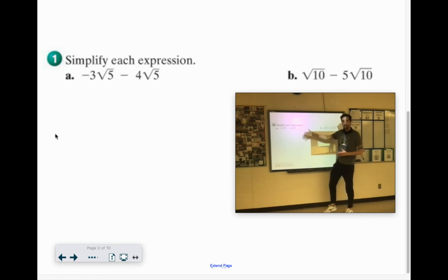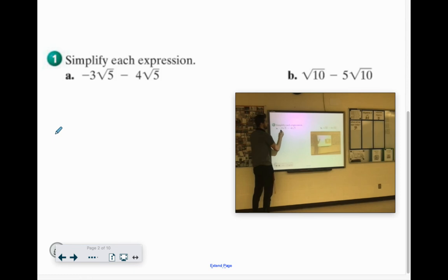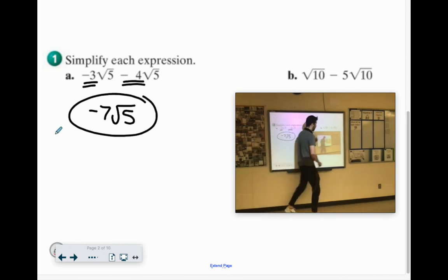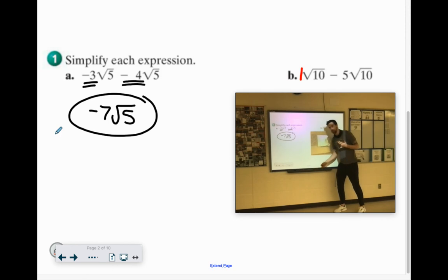These are both root 5s. So we could just combine them. Negative 3 root 5 minus 4. So we're just doing negative 3 minus 4, which is negative 7. And we got the root 5 behind it. These are both root 10s. We have 1 root 10 minus 5 root 10. 1 minus 5 is negative 4. And then we got the root 10.